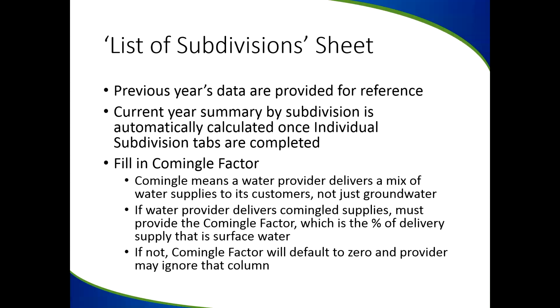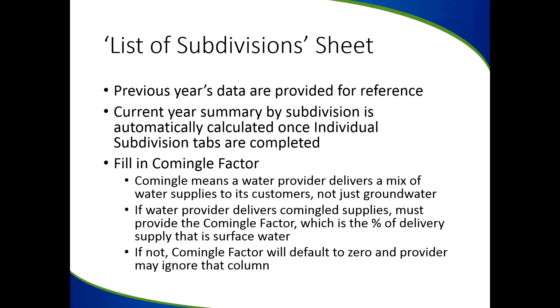The first thing that we pointed out and highlighted was that you'd need to fill in that Comingle Factor. And again, that's only if you're a water provider who's delivering a mix of water supplies to the customers within that subdivision, if you're delivering something other than groundwater. And if the water provider delivers commingled supplies, that percentage, as we said, is the percent of the delivery supply that it's surface water.